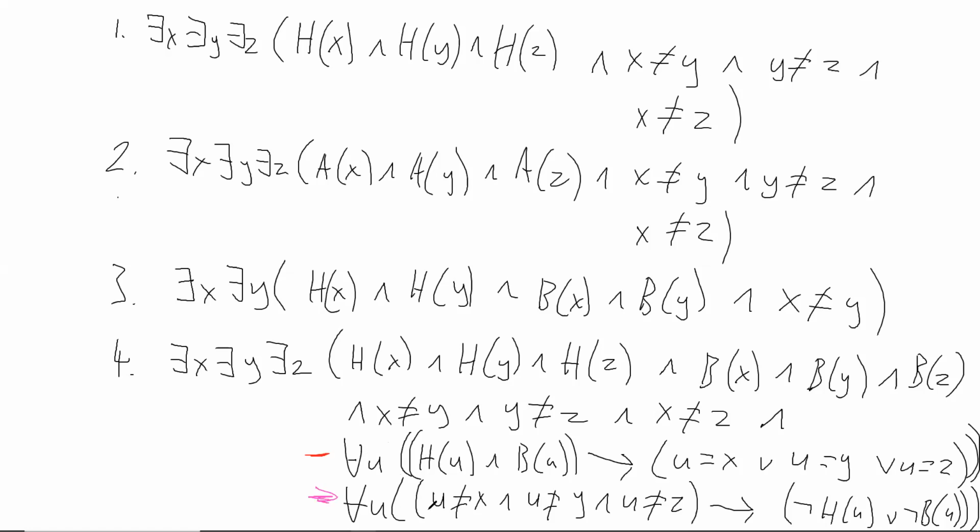The second one says that anything that's not X and not Y and not Z is either not a horse or not in Farmer Brown's field. And that says that the only things that could be horses in Farmer Brown's field are either X, Y, or Z. And that possibility is captured by this first bit here. This first bit says that there are 3 horses in Farmer Brown's field. Second bit says that anything that's not these 3 is not a horse in Farmer Brown's field. So combined, that gets us, there are exactly 3 horses in Farmer Brown's field.